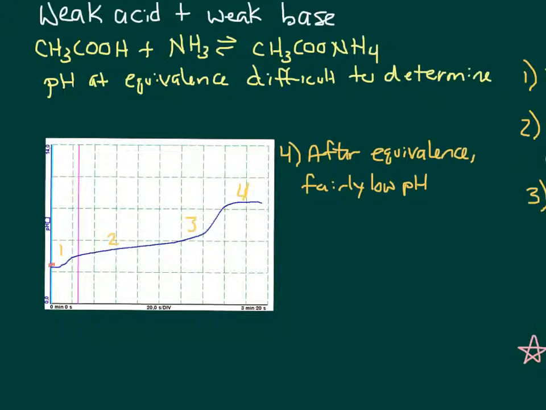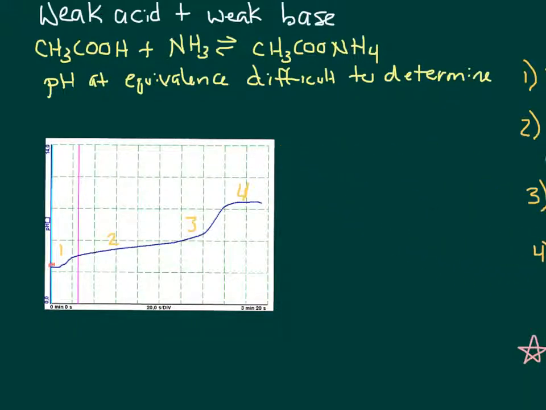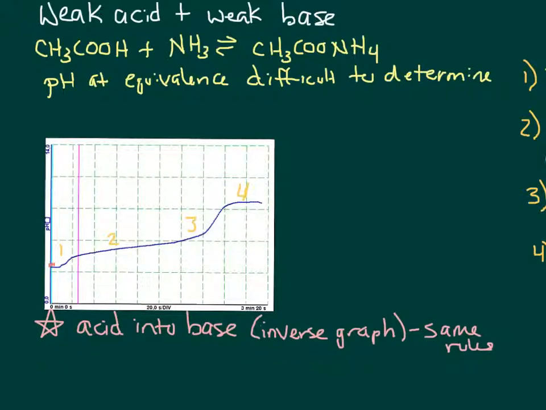And after that equivalence, you have a fairly low pH. You would not see a huge net change in pH either, due to the high starting point of your weak acid and the low ending point due to the weak base. Keep in mind, as mentioned before, we could add an acid into the base and it'd just be the inverse graph. However, all the same rules apply. Instead of finding pKa, you would find your pKb and your pOH, so on and so forth, and do your calculations as needed that way as well.